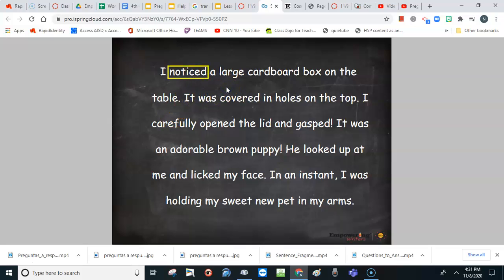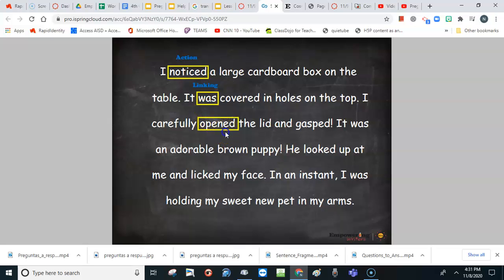Noticed? What kind of verb is that? Action verb. Was. What kind of verb was that? Linking. And let me tell you why it's linking and not helping. Covered refers back, is describing it. Linking verbs connect the subject, it, the cardboard box. How was the cardboard box? It was covered in holes. So covered is the describing part. It's not the action part. Therefore, was is a linking verb.